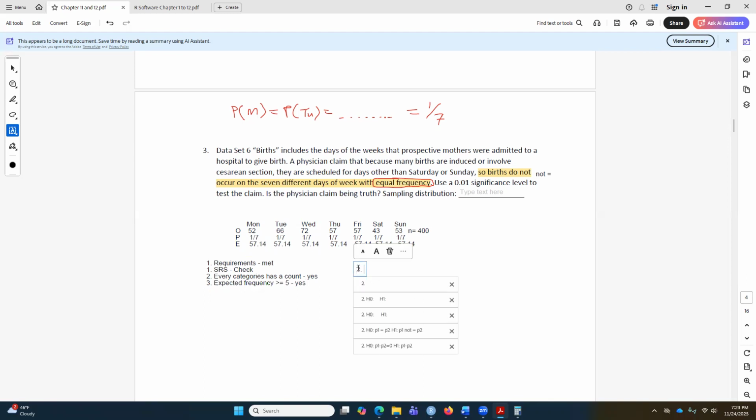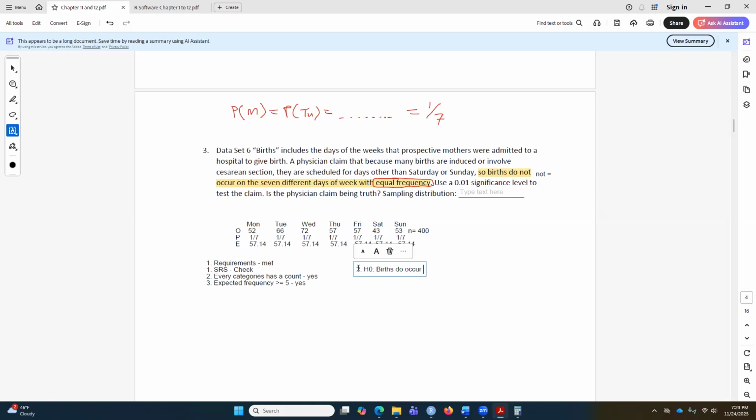Now, I'm lazy to write because if you look at the physician claim, it is a long claim statement, but we just need to write down that claim statement that I highlighted in yellow. So again, unfortunately, that is not the null because it has the word not. So anyone know what to write for your null hypothesis for question 3? Is it: births do occur on the 7 different days of the week with equal frequency? Yep, you're correct. Just take out the word not.